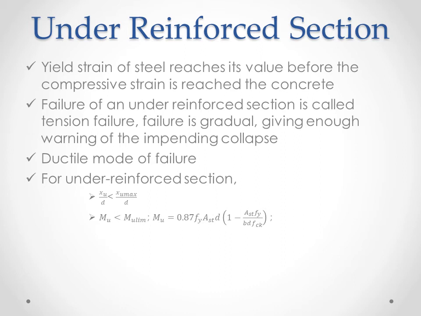And for an under reinforced section, xu by d will be less than xu max by d. That means the limiting value is greater, and the ratio of xu by d, that is the general value, will be lesser. I mentioned this condition before.